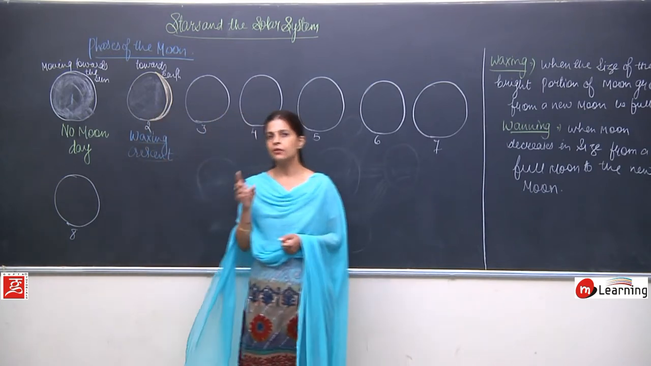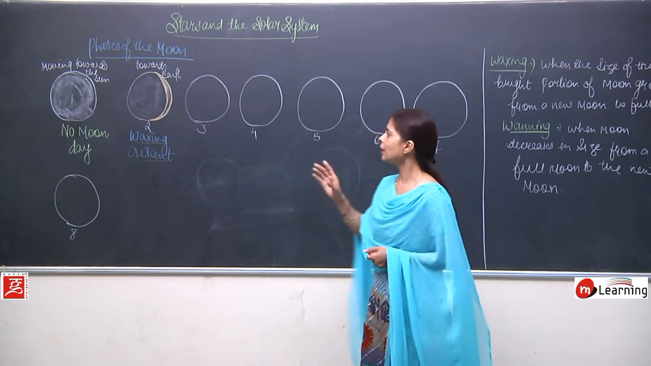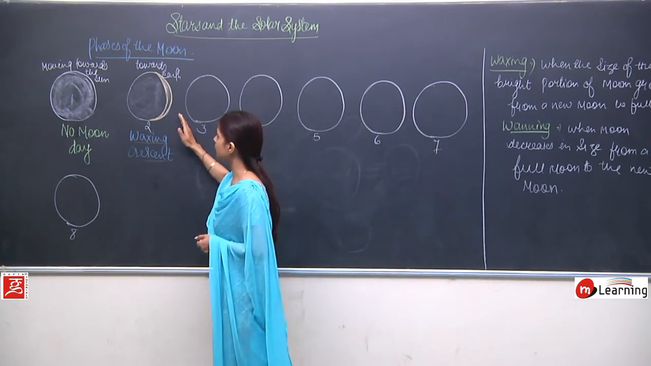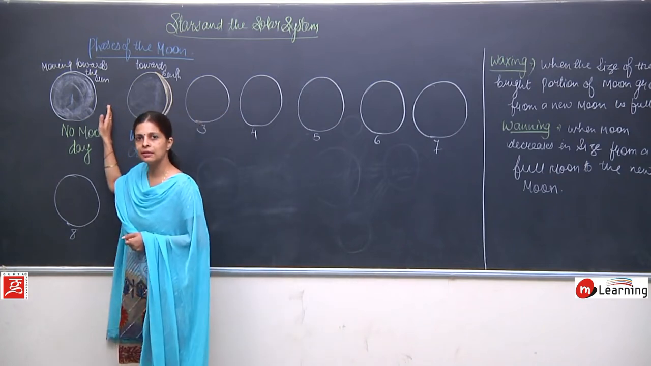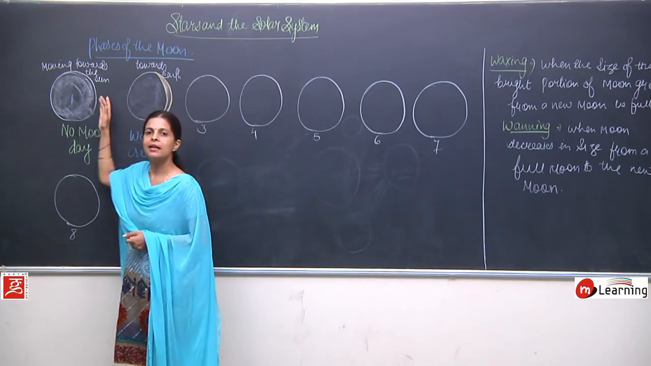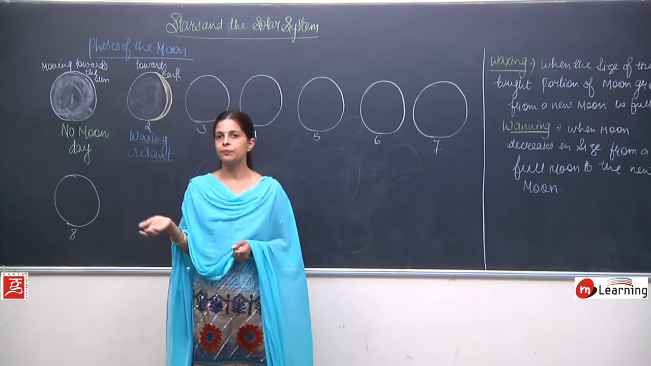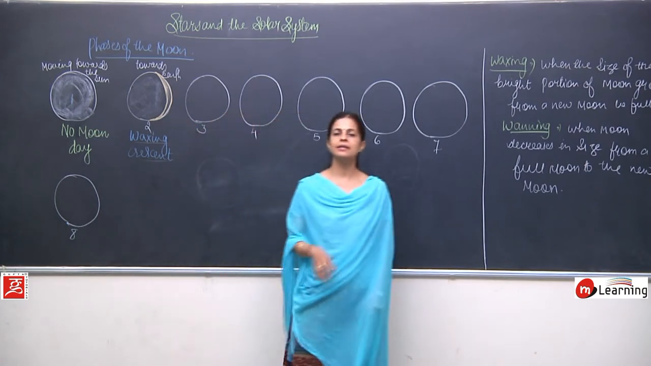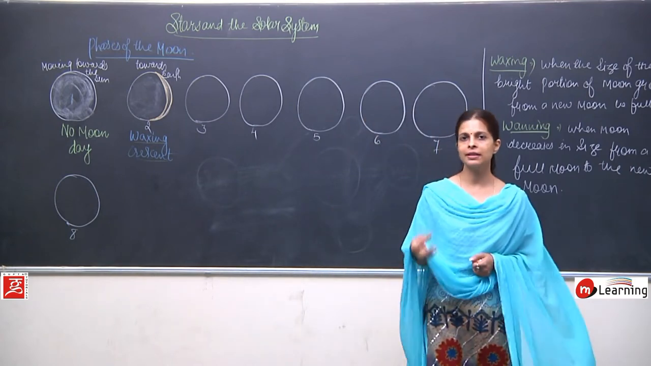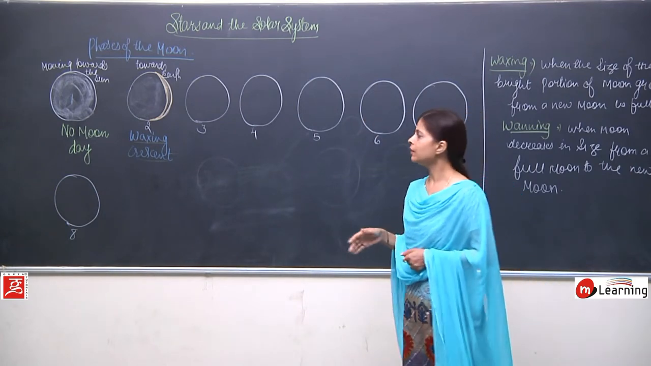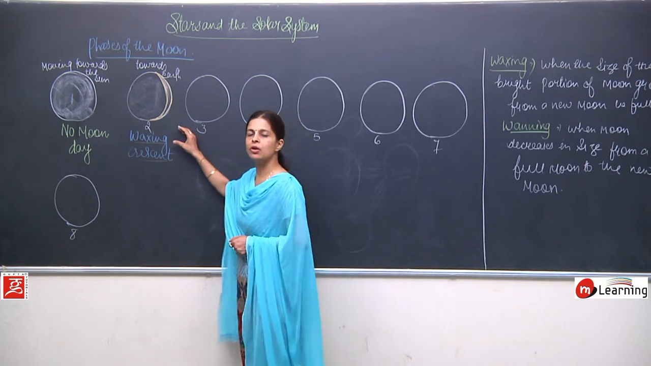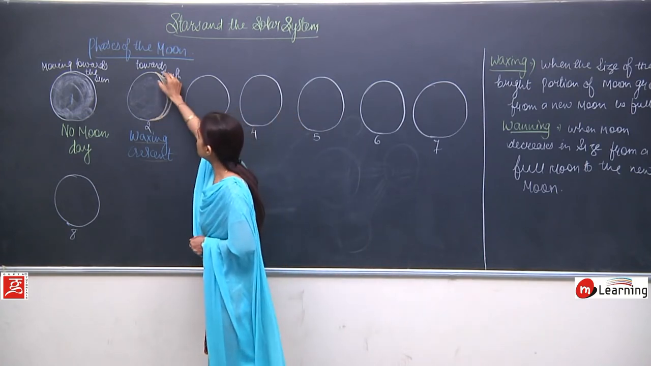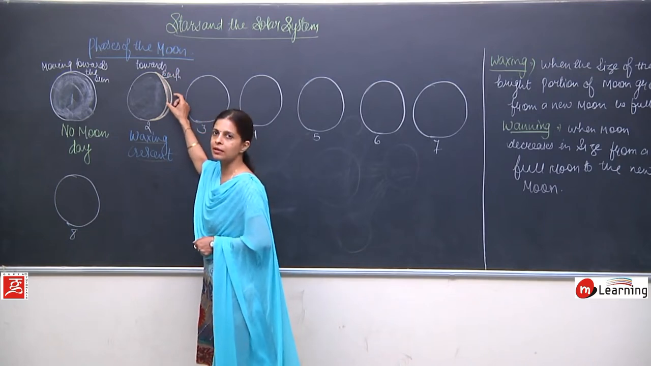So simple. So first is when there is no moon, and the second comes the waxing crescent. Here the moon is moving towards the sun, and that is the reason we cannot see it. But here it is moving towards the earth, and so we are able to see at least a few parts. Now it is known as waxing because it's becoming bigger, and crescent because the shape is crescent. That means the two ends are tapering, and in the center it is thicker.